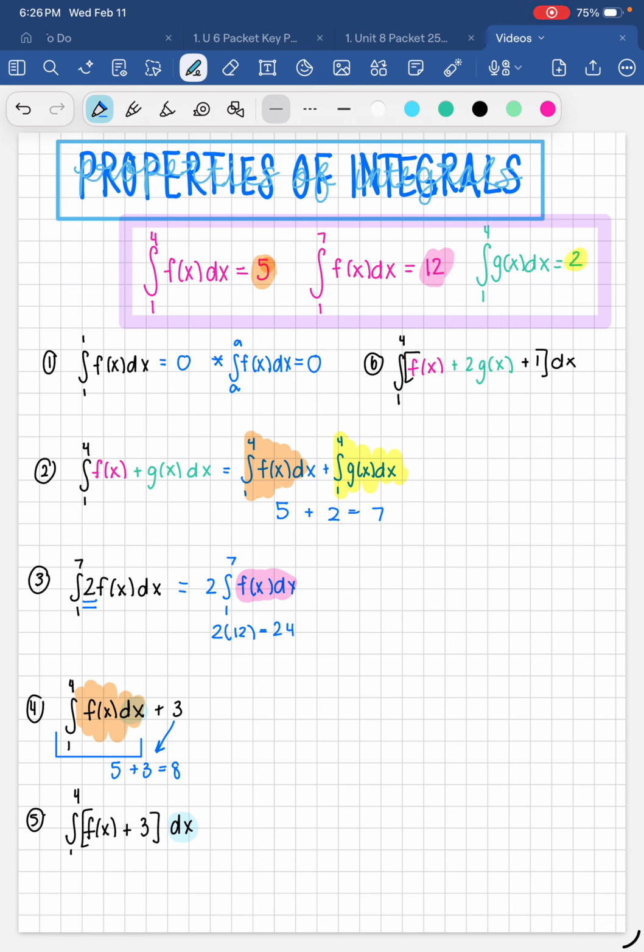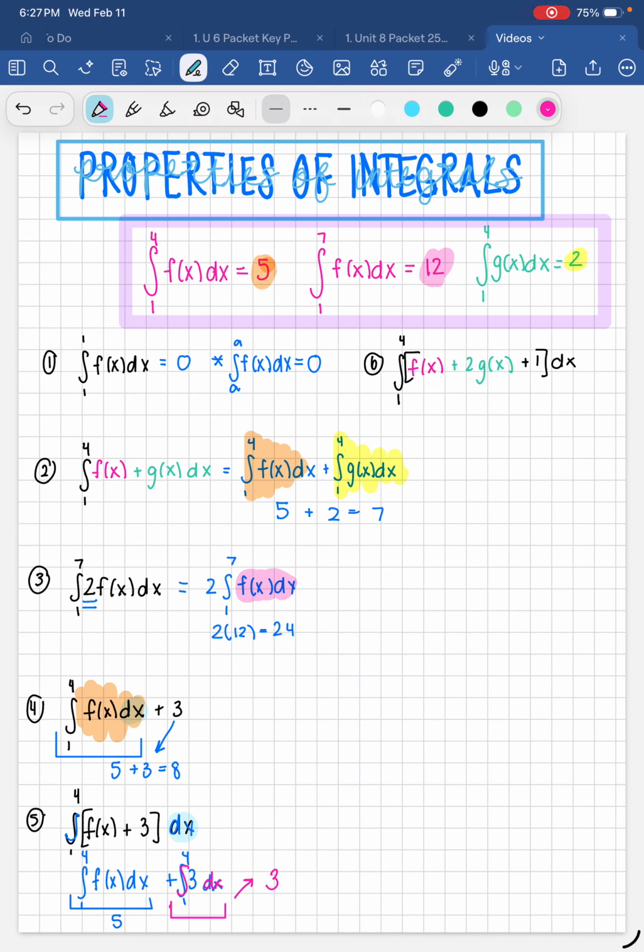But if the dx is at the end, it means we have to integrate everything in between what I'm highlighting in blue. So we actually need to split up my integral. And we need to go from 1 to 4 of f of x dx plus 3 times the integral from 1 to 4 of dx. Well, this guy right here, we know that area from 1 to 4 is 5. And now this guy right here, we actually need to integrate the 3. That's ugly. Okay. Because whatever is in between these symbols, we have to integrate it.